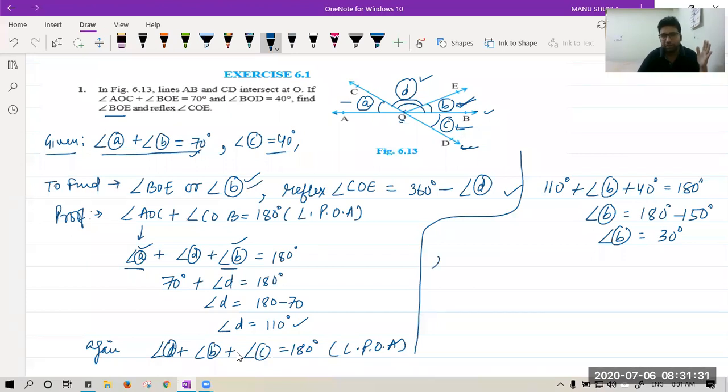Now the second part is reflex of angle COE, that is 360 degree minus angle D, and angle D is how much? Angle D is actually 110. So the reflex angle is 360 minus 110. 6 minus 1 is 5, 3 minus 1 is 2. I hope you got this.